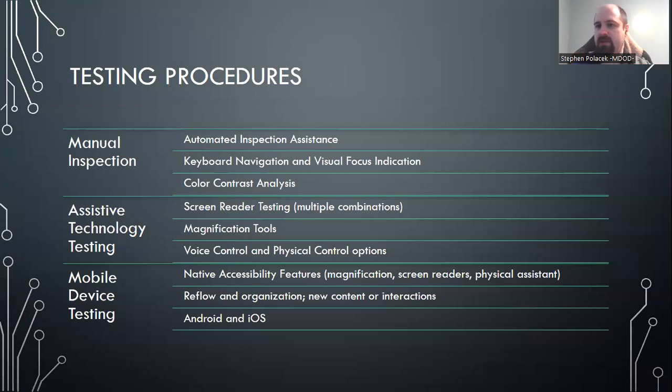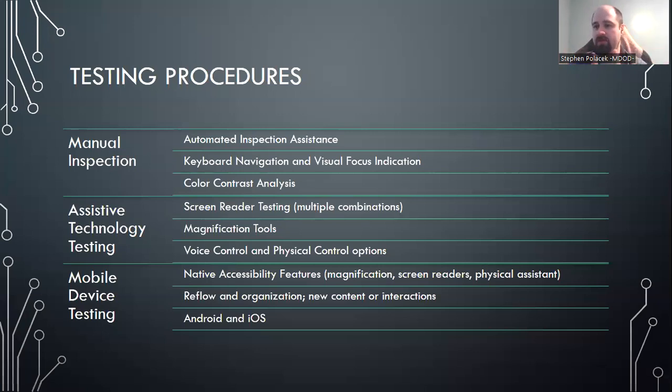And then finally, mobile device testing. As I mentioned last slide, those native accessibility features, which is kind of the same thing from the other two categories: magnification, your screen readers, your physical assistant menus. You're also looking at the reflow and organization. So how does content rearrange from that wide desktop view to that narrow, thin, but really long and scrolling phone view?